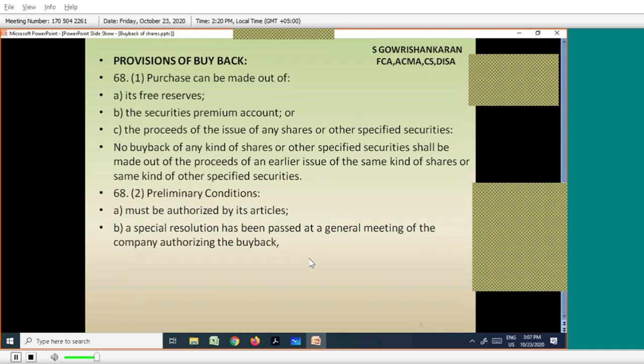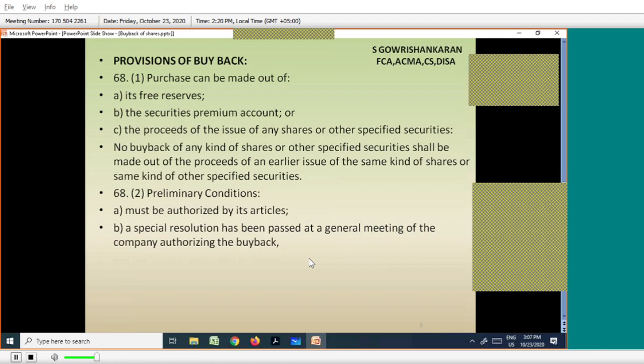And a special resolution, not an ordinary resolution, has to be passed at a general meeting of the company authorizing the buyback. When I am going for buyback, in a general meeting, not a board meeting, which means the shareholders' meeting, I have to pass a special resolution. But that special resolution is not required in some cases.